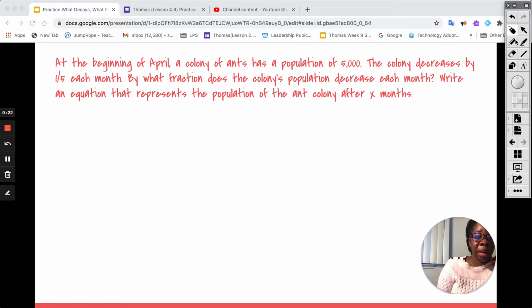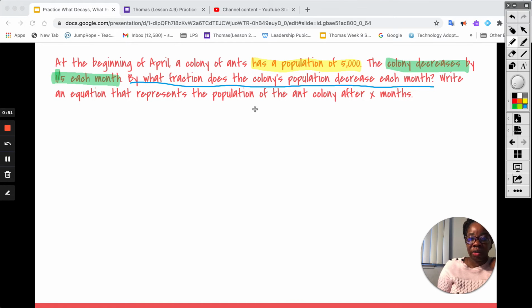So again, just before we start any math, I love to annotate our problem. So what do we notice? It has a population of 5,000. What else is given? The colony decreases by 1/5 each month. And then the question that is being asked is, what fraction does it decrease by? And we want the equation for the ant colony after X months. So this means what remains. All right, so hopefully we've gotten that.